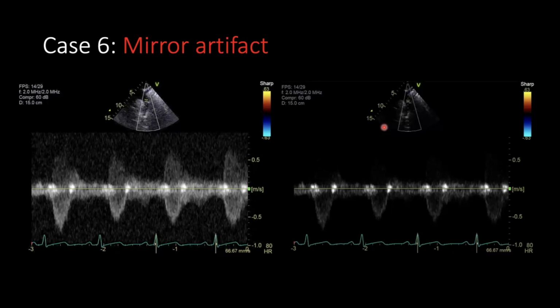It's a GE machine. This one's a GE. I had to crop the top. It's hard to tell whether it's a mirror artifact, but sometimes when you see color Doppler, there are colors that don't reflect the normal flow. So that's bleeding.